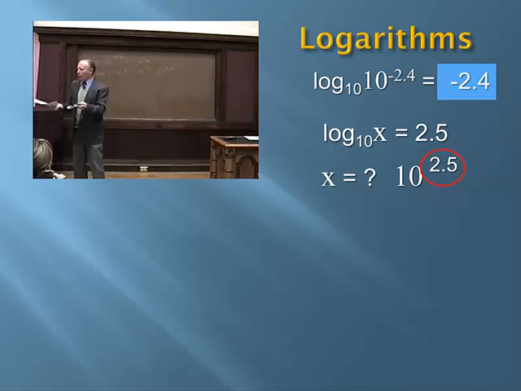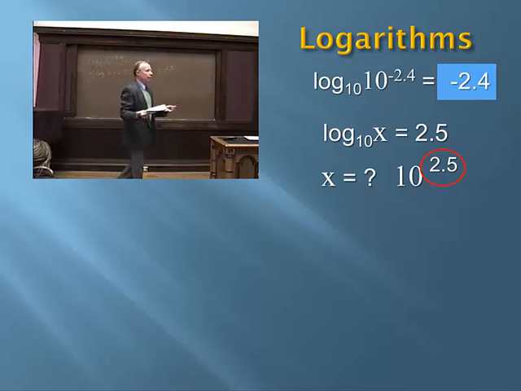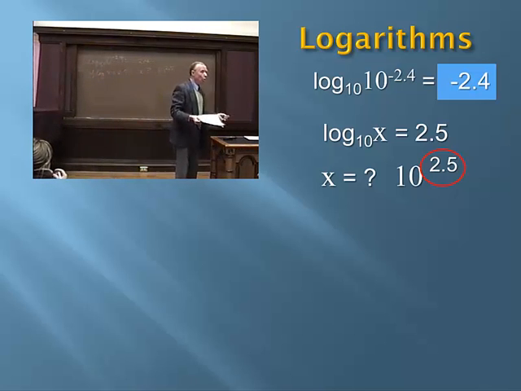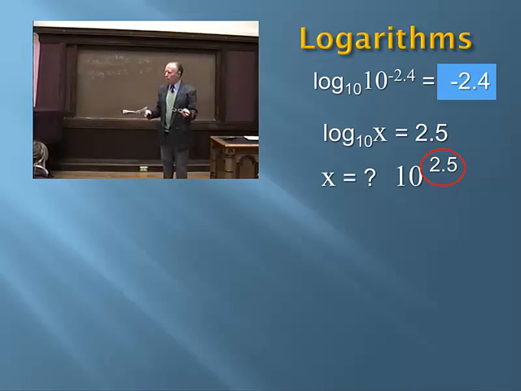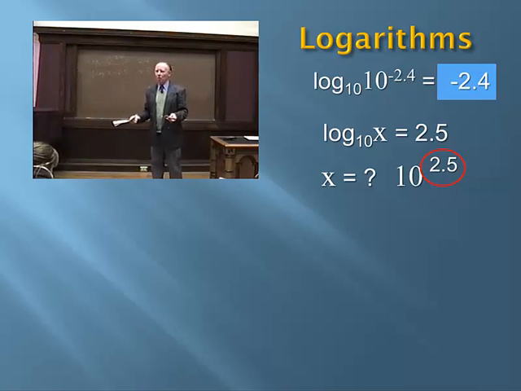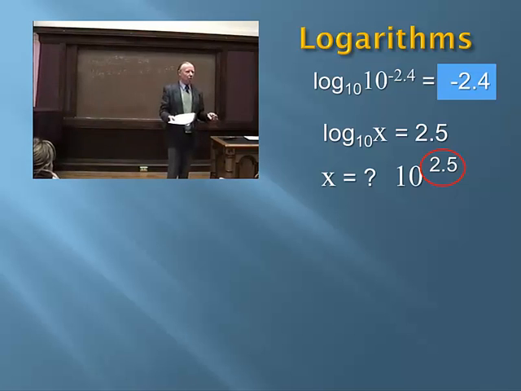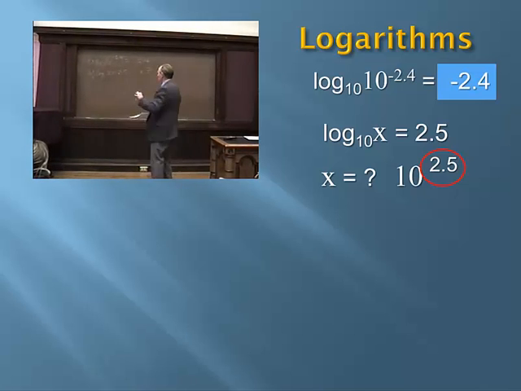Well, let's think. Where would that fall in the range of numbers? You know that 10 to the 2, or 10 squared, is 100. You know that 10 to the 3 power is 1,000. So 10 to the 2.5 power is going to be somewhere in between 100 and 1,000. Make sense? Now, if you wanted to know exactly what it was, you could turn to your calculator, and your calculator would tell you exactly what that number would be.